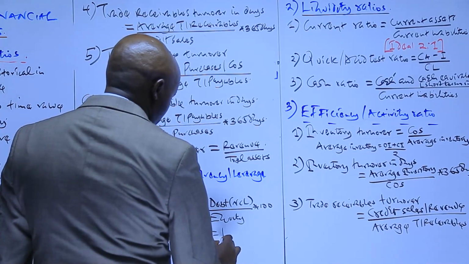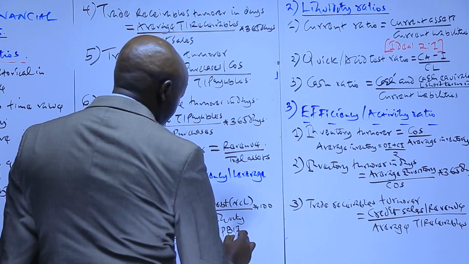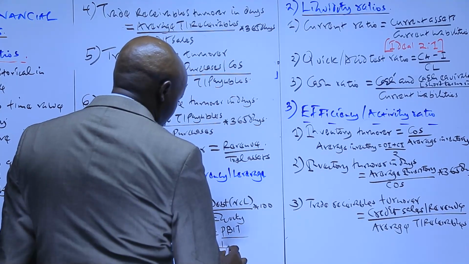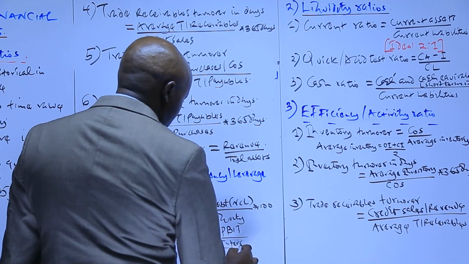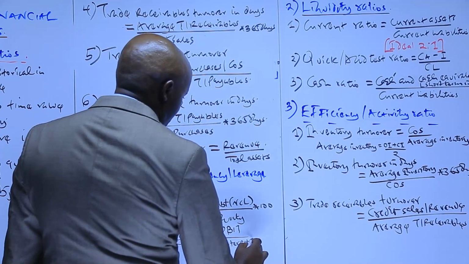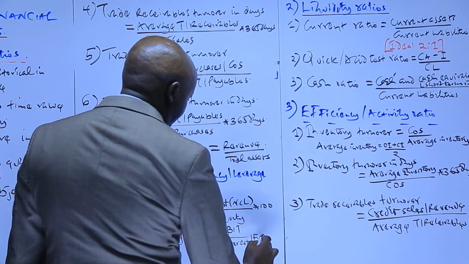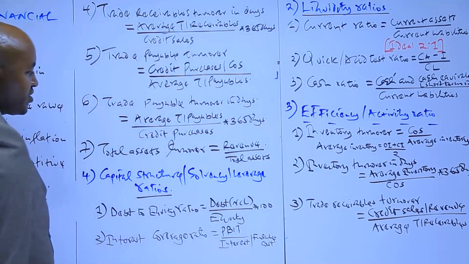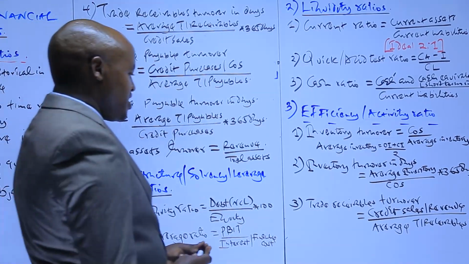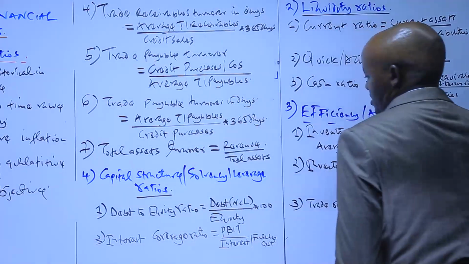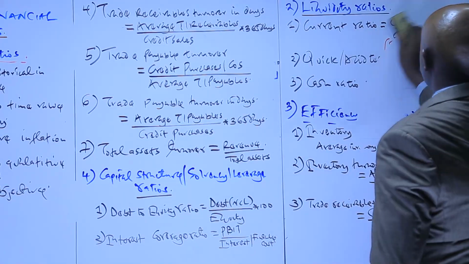So therefore, in terms of how we compute this, we take the PBIT, profit before interest and tax, which is also known as the operating profit, and then we divide that by the interest or the finance cost for the year. The interest or finance cost for what? For the year. Let's look at the other ratio, number 3.